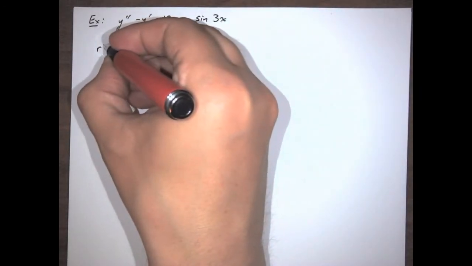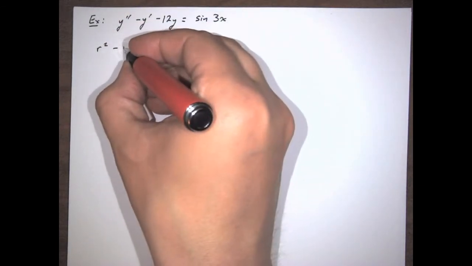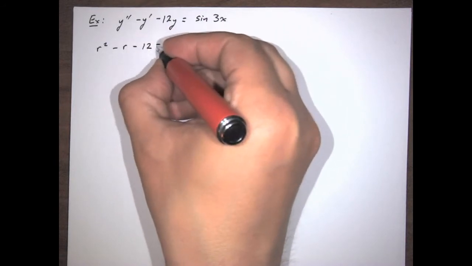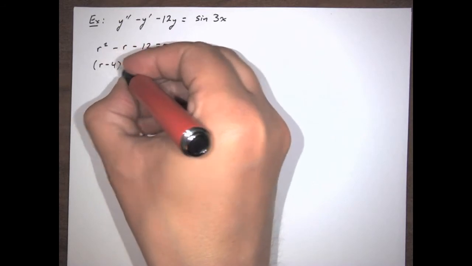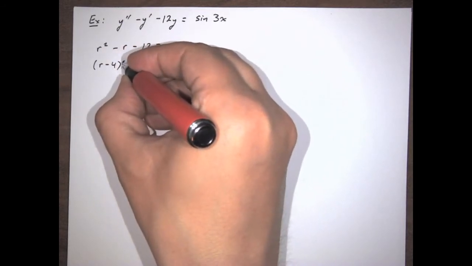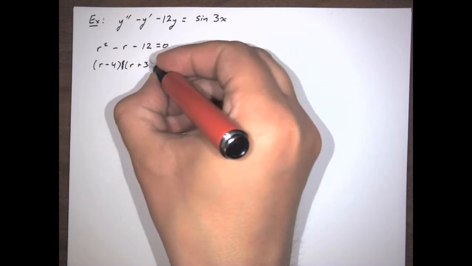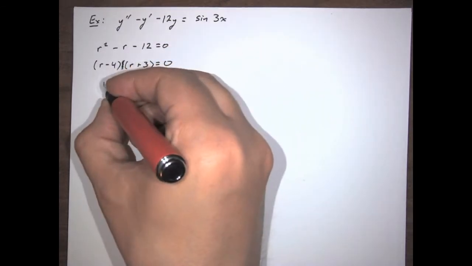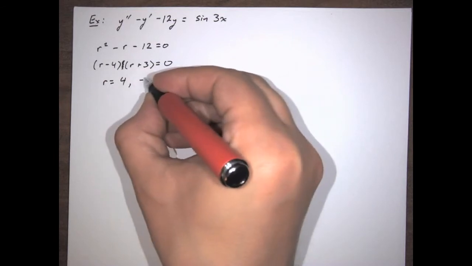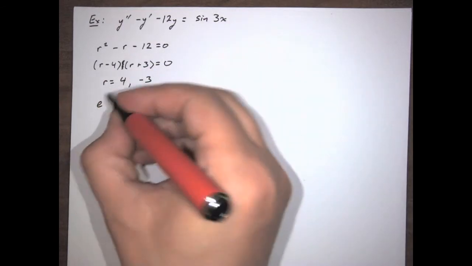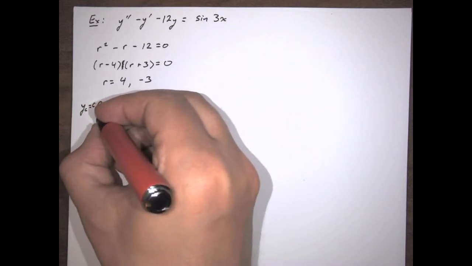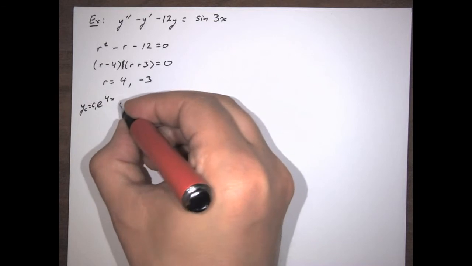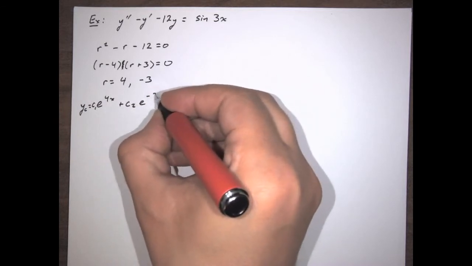So first, we need to find the complementary solution, so we need to set up the characteristic equation r squared minus r minus 12 equals 0, which we can factor to r minus 4 times r plus 3 equals 0, which gives us r equals 4 and negative 3, which means that our complementary solution, y complement, is equal to c1 e to the 4x plus c2 e to the negative 3x.